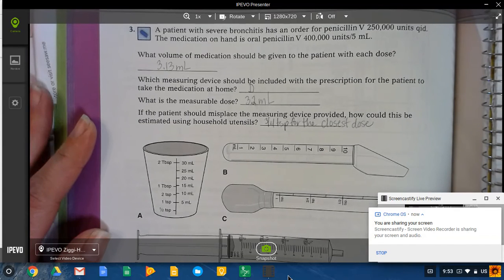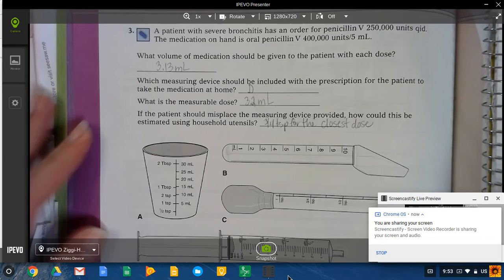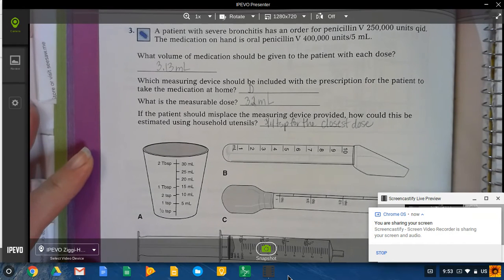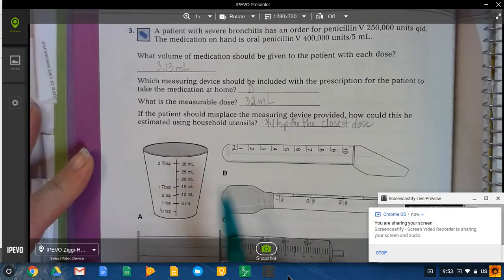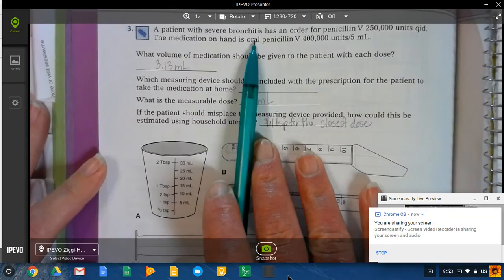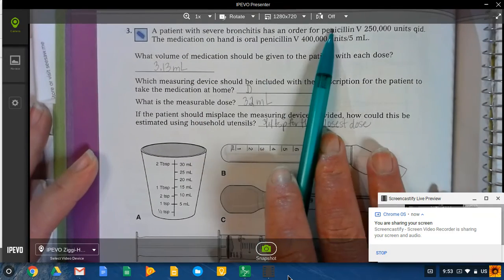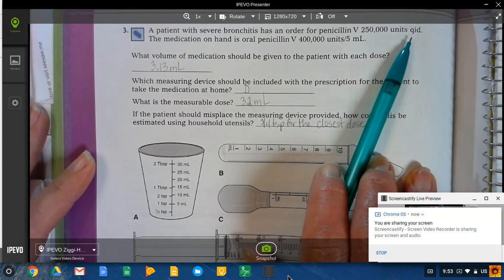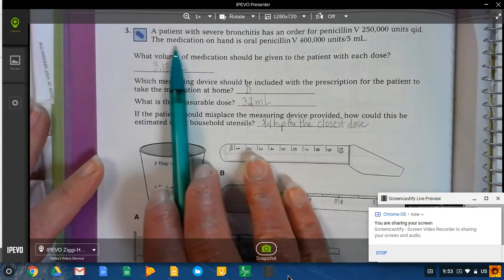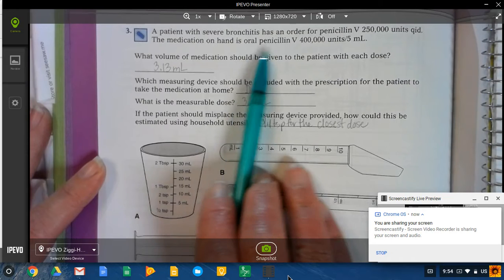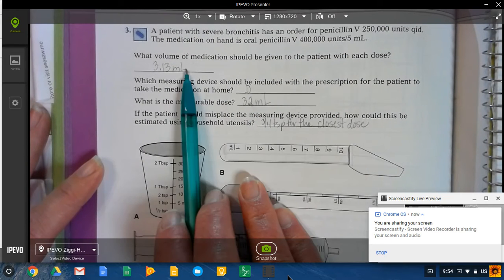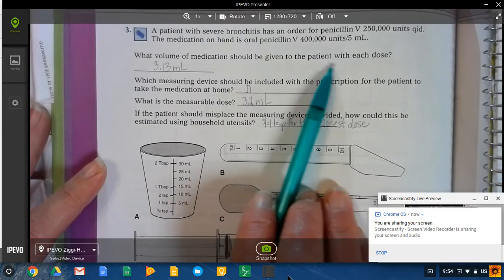Okay, this is Chapter 11, Practice Problems A on page 402 for number 3. We have a patient with severe bronchitis, has an order for penicillin V, 250,000 units QID, which is 4 times a day. Medication on hand is oral penicillin V, 400,000 units for every 5 milliliters. So what volume is given to the patient with each dose?